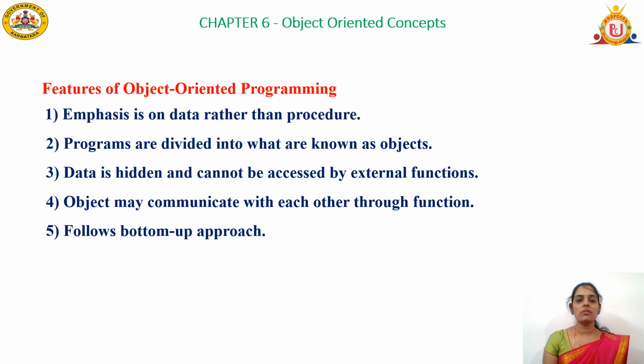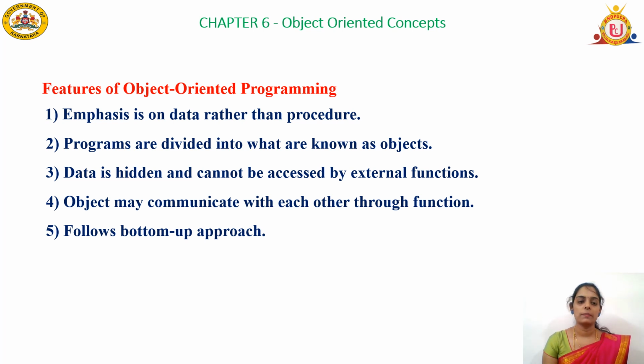Now in case of object-oriented programming, the importance is given to the data rather than the procedure. What we are storing in a class is very important. Next, programs are divided into what are known as objects. So OOP organizes everything around the data or the object rather than the functions or the logic. An object can be defined as a data field that has unique attributes and behavior.